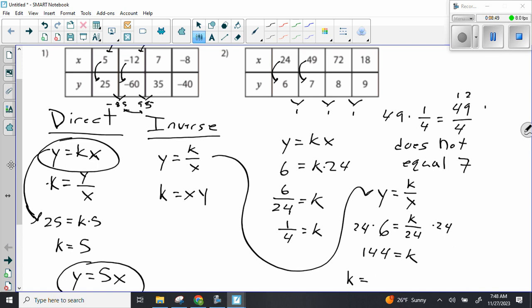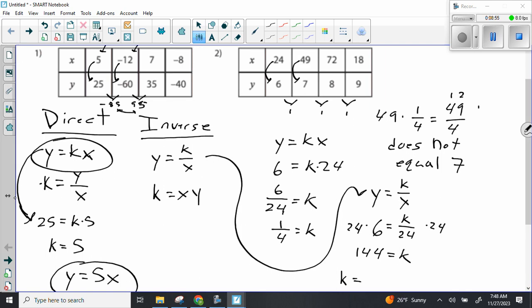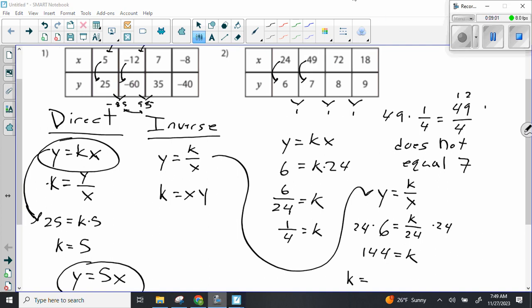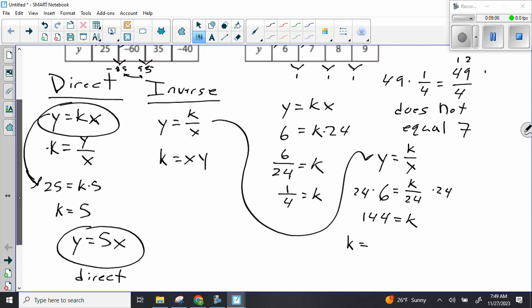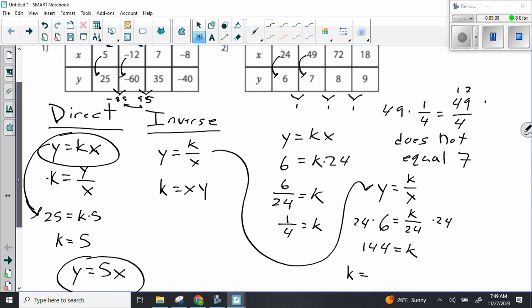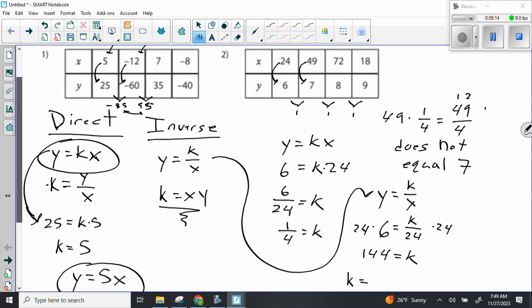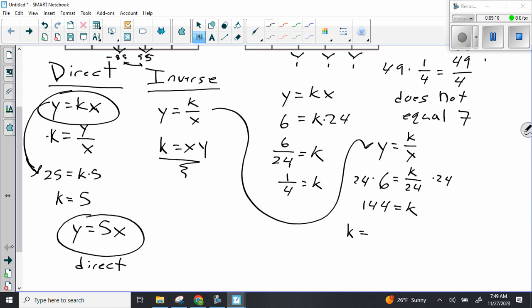Let's try another one. So we know that 24 times 6 works. Let's see if that's what I'm going to do. So we're looking to see, I am checking this out. Let's see if this works. Is 144, 49 times 7?